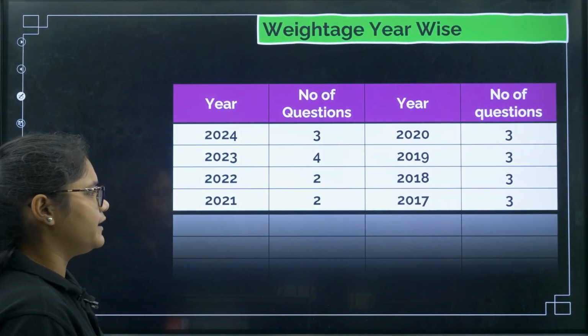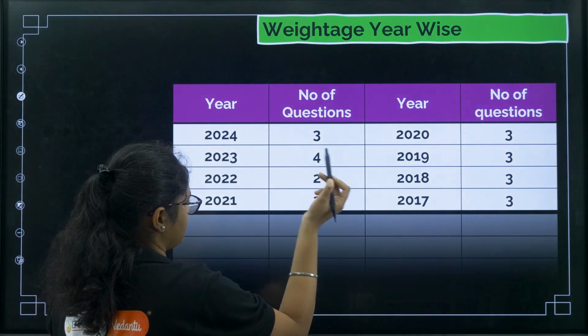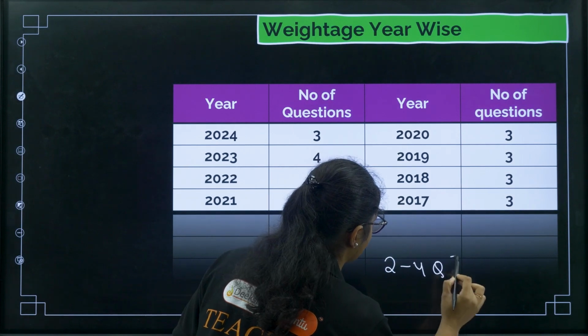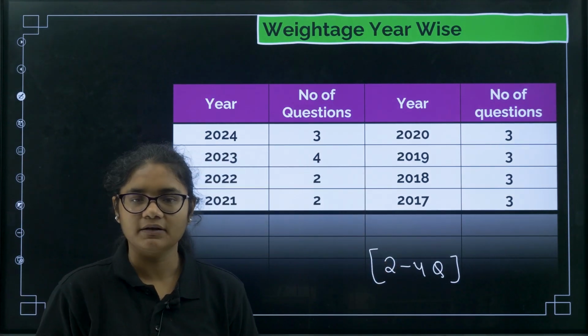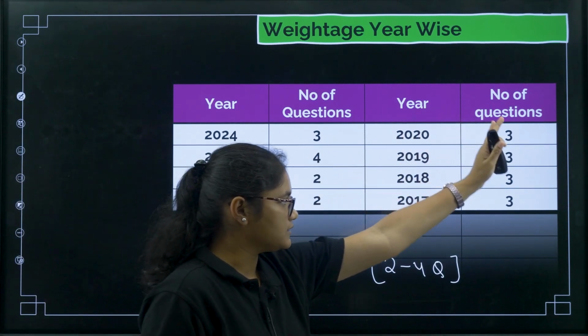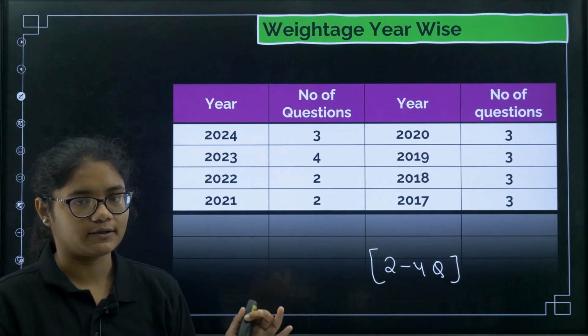Now if you see weightage year wise, 2024 had 3 questions, 2023 had 4 questions. So easily I can say 2 to 4 questions you can expect from this chapter. This is a completely theoretical chapter, very easy to score. 3 questions have been asked from 2017 to 2020. So yeah, must do topic.